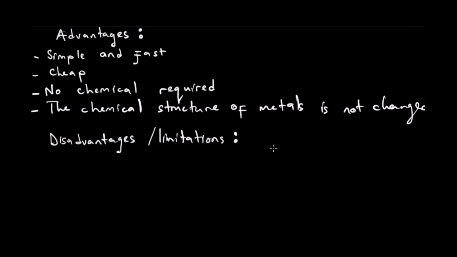So the disadvantages or limitations, they kuti one, it only works for magnetic metals. Mapaona, only works for magnetic metals. Saka kana chino chisiri magnetic, like aluminium, we cannot use magnetic separation as a method. So add your own disadvantages. Let us look at examples.